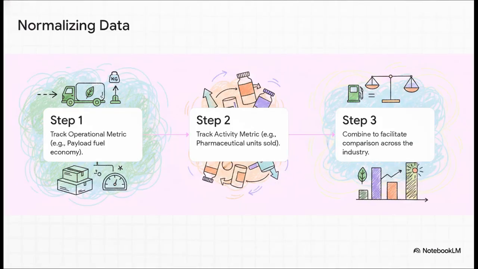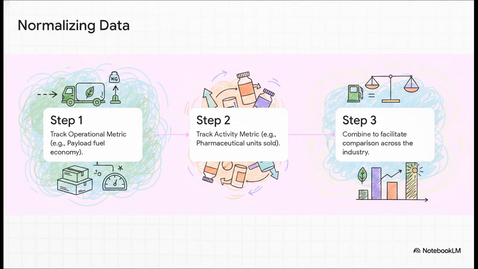So having these two numbers is great, but how do we actually use them in practice? How do these activity metrics transform a standard sustainability report into a genuinely powerful analytical tool? Well, it all comes down to the math of sustainability. Step 1 is tracking an operational metric, like fleet fuel management. The standard requires tracking payload fuel economy, which is essentially calculating the fuel consumed for every kilometer you move a ton of revenue-generating cargo. Step 2 is bringing in our activity metric, like the total number of pharmaceutical units sold.